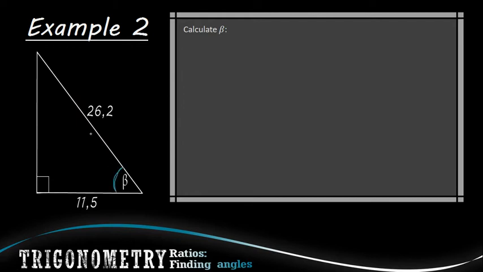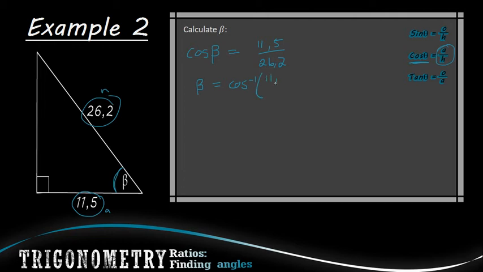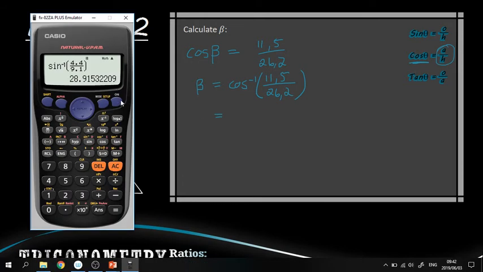And then for example 2, we have to calculate beta. So if beta is over here, this is the adjacent side and this is the hypotenuse. So we have that adjacent over hypotenuse, that's cos theta. So I'm going to write that cos beta is equal to adjacent over hypotenuse. So that's going to be 11,5 over 26,2. Then to solve for beta, I'm going to take the inverse of cos. So the inverse of cos, and that's 11,5 over 26,2.